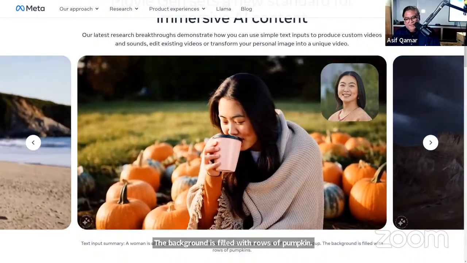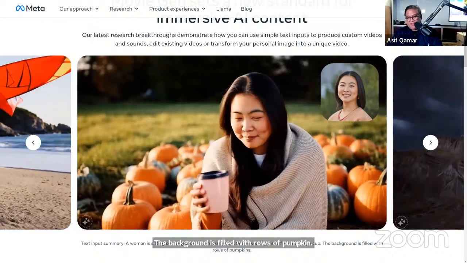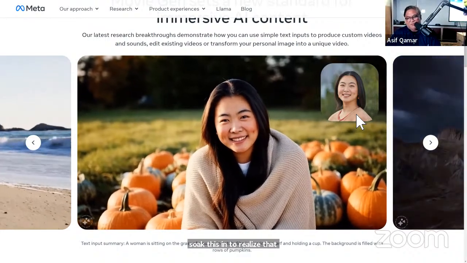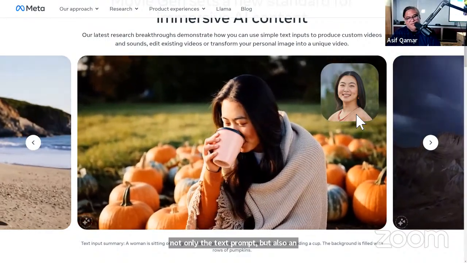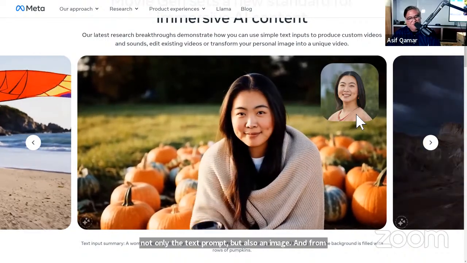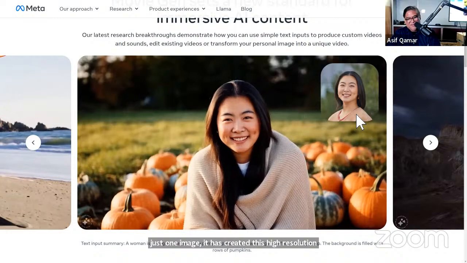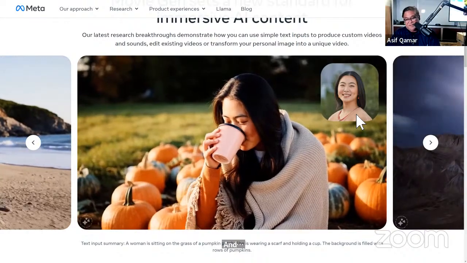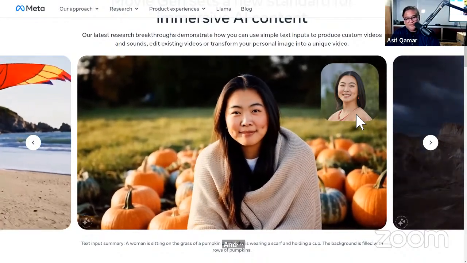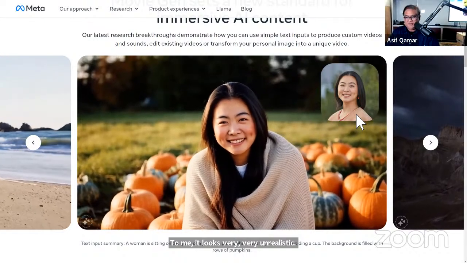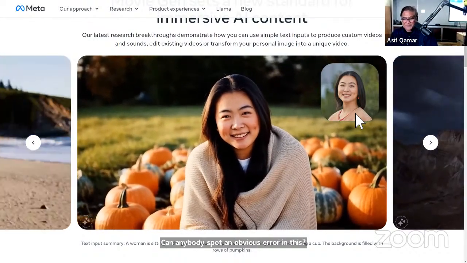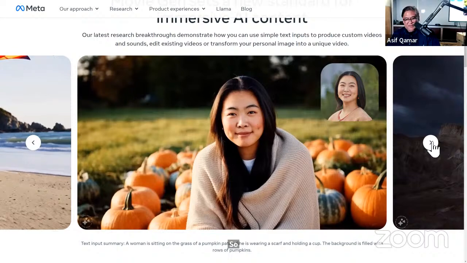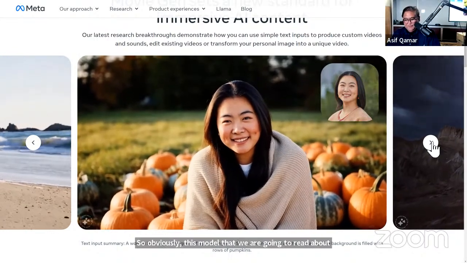I will let you soak this in to realize that it is grounded on not only the text prompt, but also an image. And from just one image, it has created this high resolution, high definition video. And to me, it looks very, very realistic. Right? Can anybody spot an obvious error in this video? I couldn't. So obviously, this model that we are going to read about has made quite some strides, as we will see.